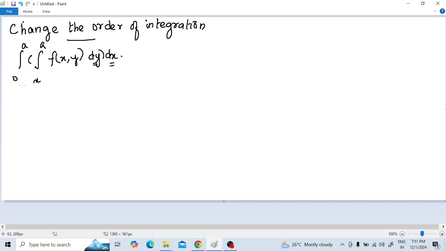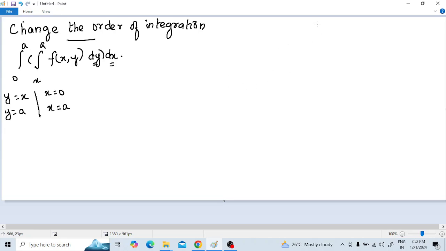Therefore the lower limit for y is x, so y is equal to x. The upper limit for y is a, therefore y is equal to a. And then the outer integral, the variable is x. The lower limit is 0, therefore x equal to 0, and the upper limit is a, therefore x equal to a. Now we have to draw the line by using these four equations.